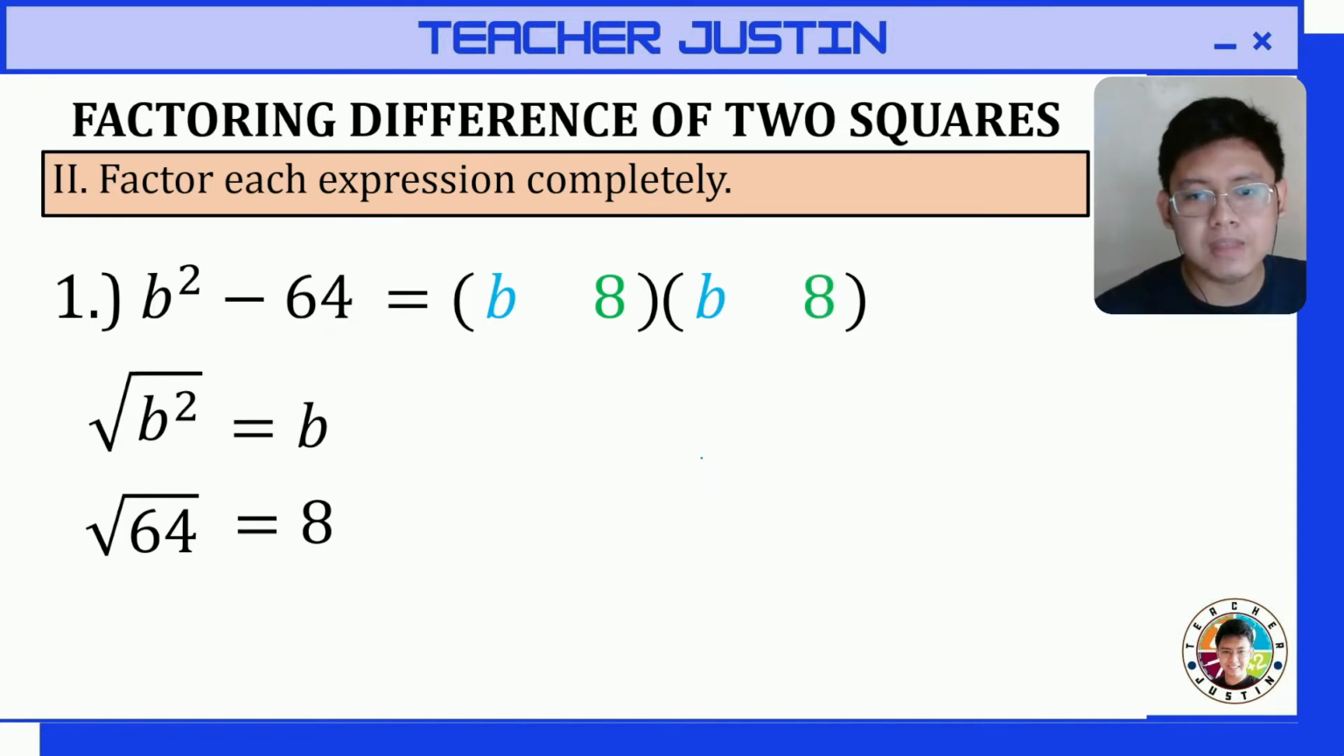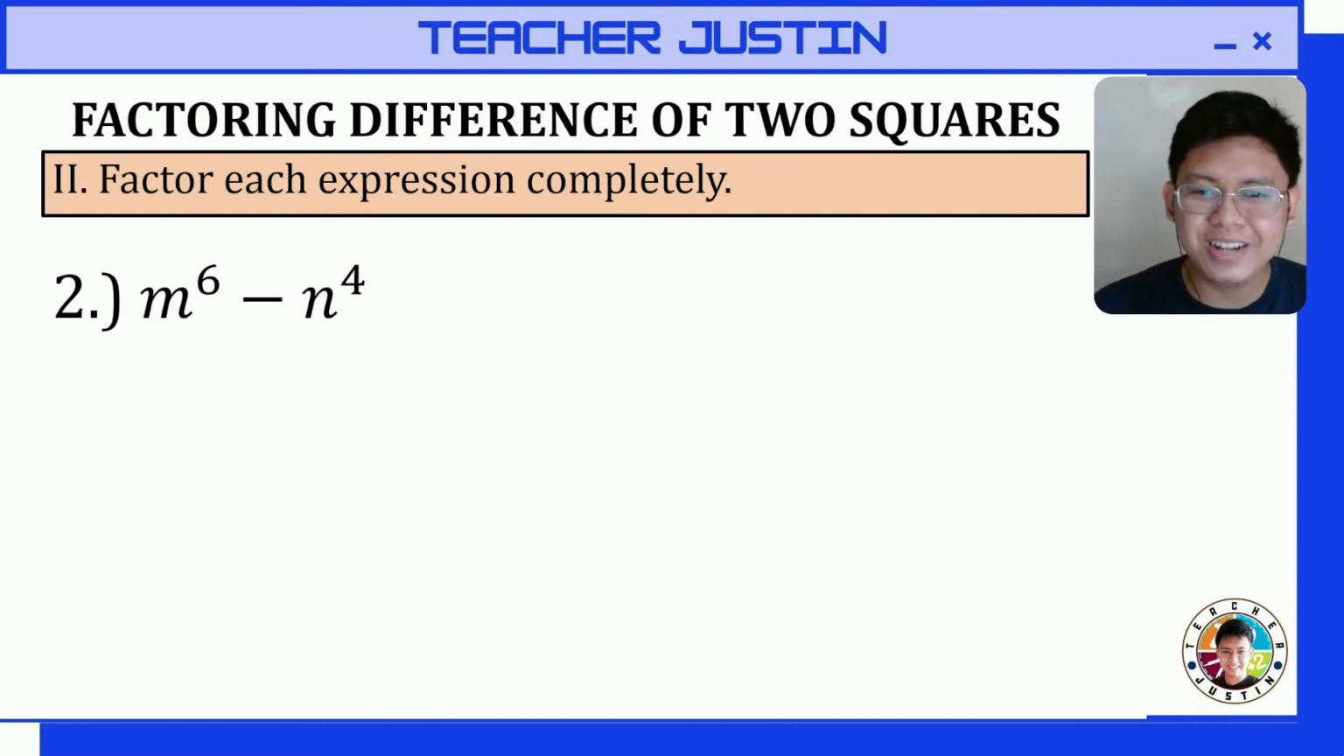And last step natin is we will have one group that has an operation na addition. And another group, the second group, will have subtraction as their operation. And that's it. That will be the factor of our polynomial b squared minus 64. It will be equal to the quantity b plus 8 times the quantity b minus 8. Tada! Alright.